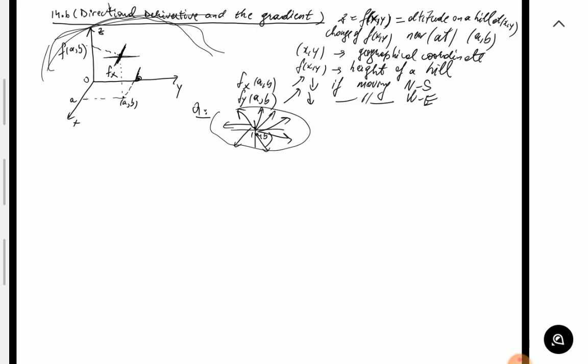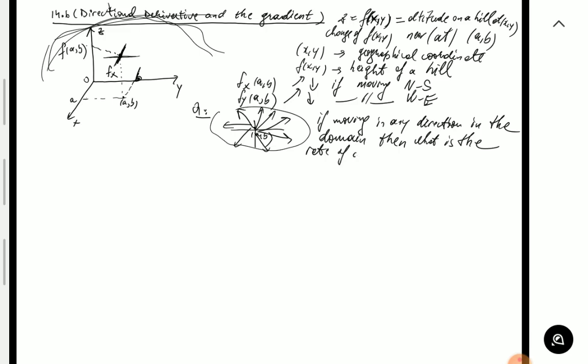And I can still ask the same question. If moving in any direction in the domain of the function, then what is the rate of change of the function f of x, y at that point A, B?